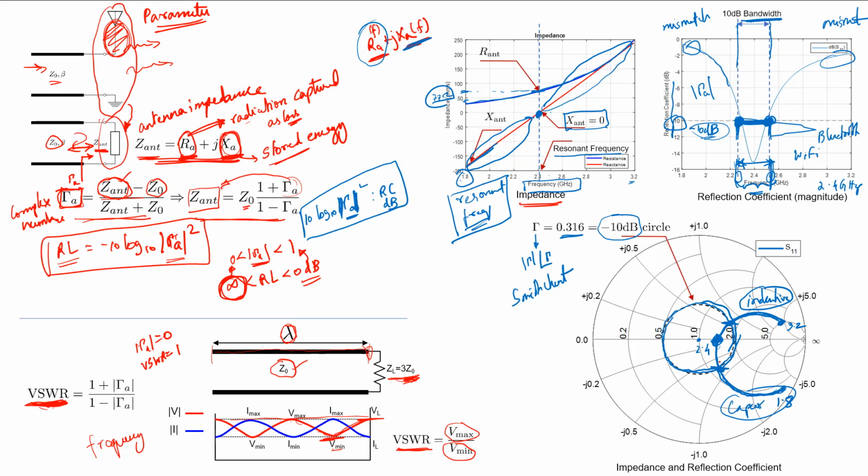So a Smith chart gives the most complete descriptive details of all the real part and the imaginary part of the gamma, as well as the antenna impedance. Or alternatively, we can just look at the reflection coefficient or the impedance alone.